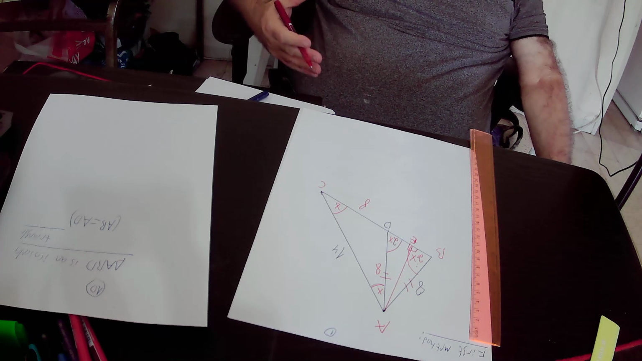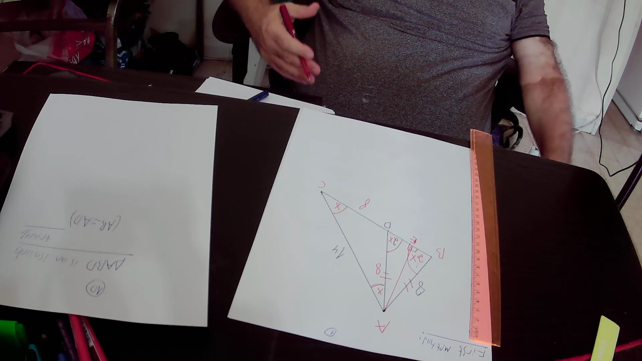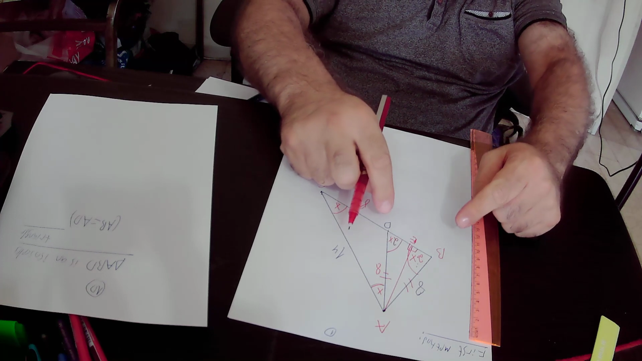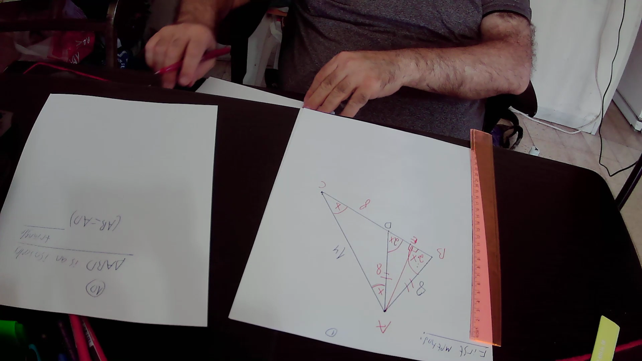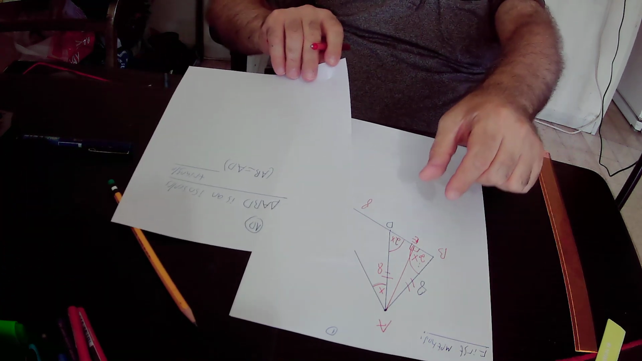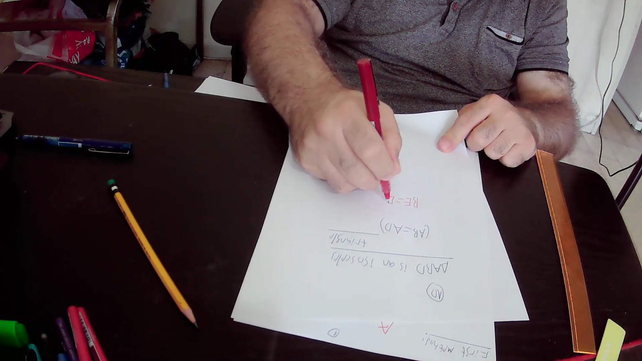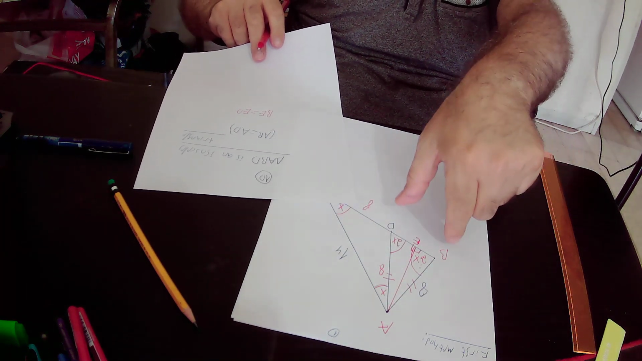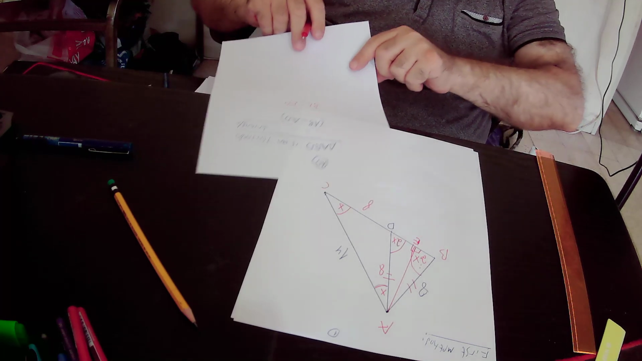So according to rule number 3, the perpendicular AE divides the base into two equal parts, that is to say BE equals ED. Okay, according to rule number 3, BE equals ED because the perpendicular AE divides the base BD into two equal parts.